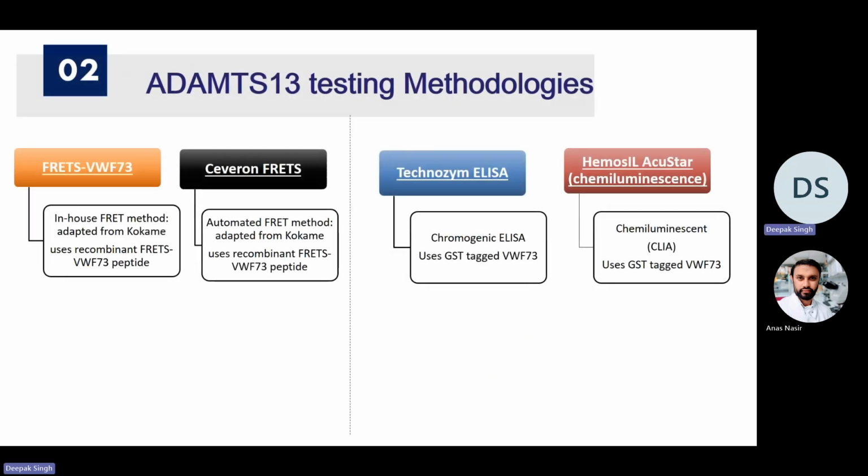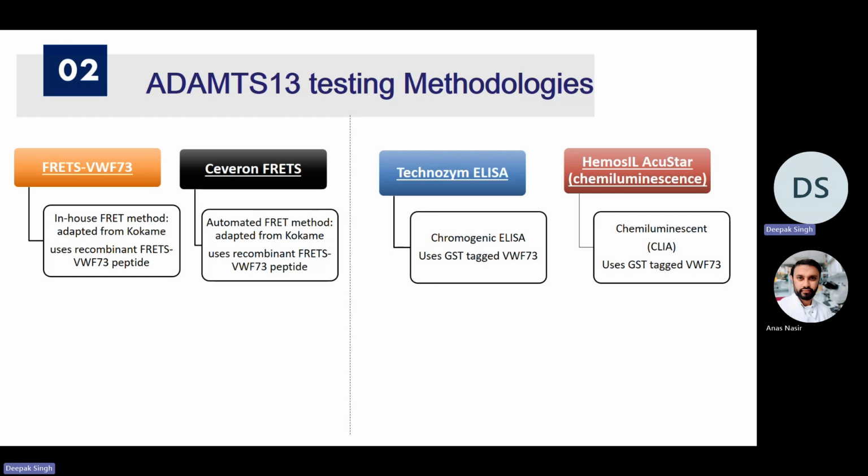So a little bit about the testing methodologies that are available. We have the FRET methods, there's an ELISA method, and there's a chemiluminescence method that's widely available. We locally have all the platforms available, and we've used them in various studies and clinical research. But for TTP diagnosis, monitoring and treatment efficacy, we're using only the FRET method. For those that don't know what FRET stands for, that is the fluorescence resonance energy transfer method.